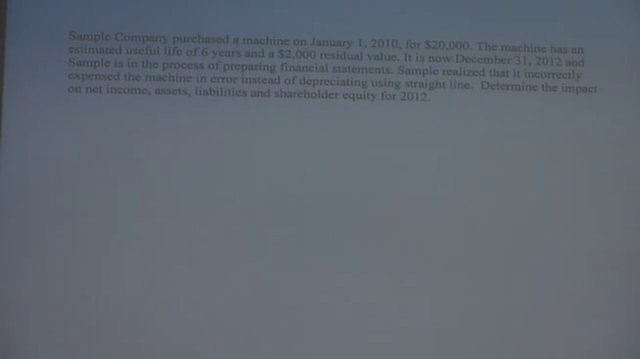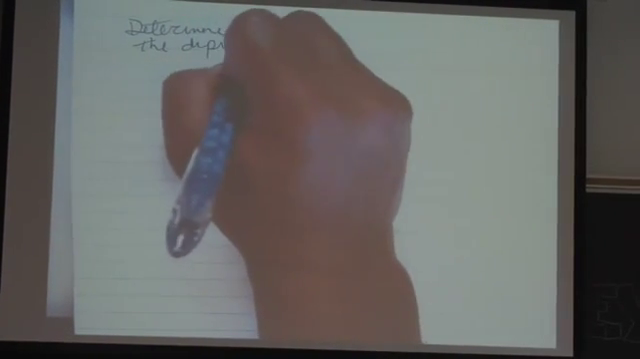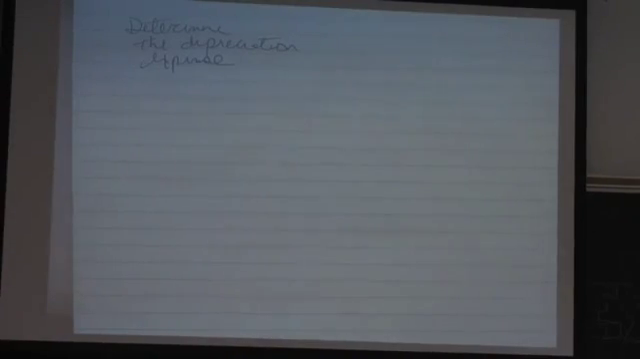So what we're asked to determine is what is the impact of the error that Sample made in 2010 on the financials of 2012. That's essentially the question. So first of all, we need to determine the depreciation expense that Sample should have taken each year.